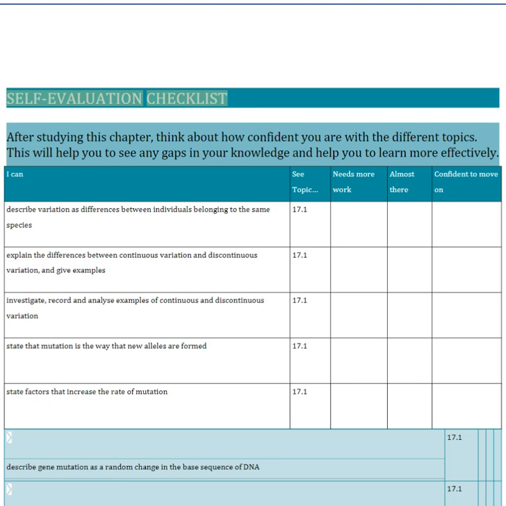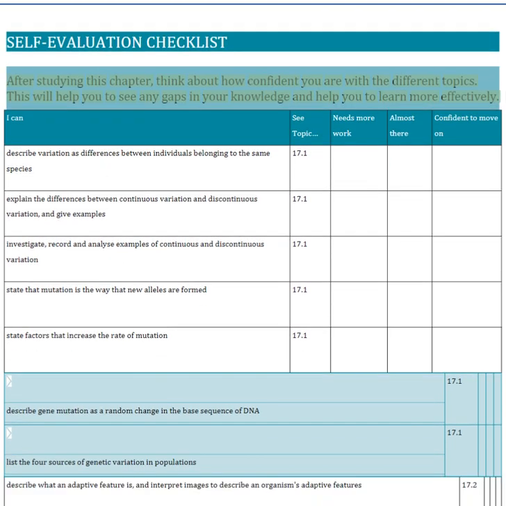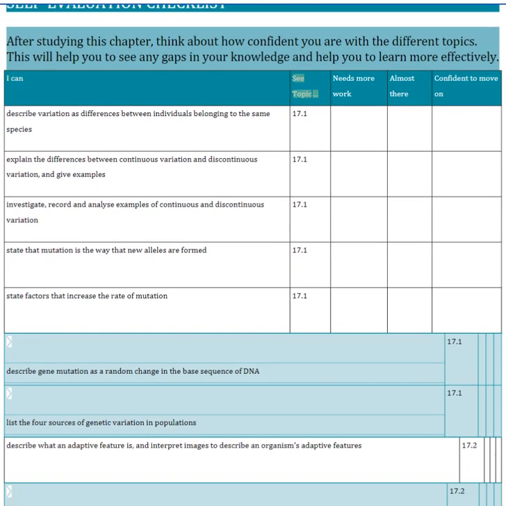Self-evaluation checklist. After studying this chapter, think about how confident you are with the different topics. This will help you to see any gaps in your knowledge and help you to learn more effectively. I can see topic. Needs more work. Almost there. Confident to move on. Describe variation as differences between individuals belonging to the same species.